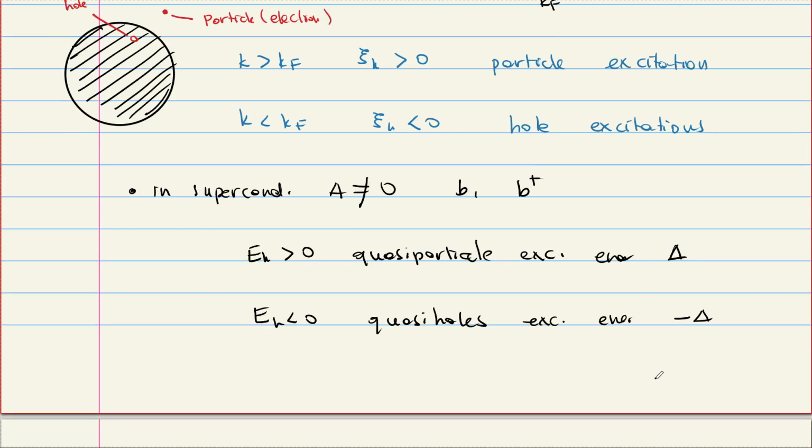And now in the metal we had a gapless state. In the superconductor we have a gap. For particle-hole excitations, the gap is of order 2 delta, right? That's the minimum energy you need to pay to make any excitation in a superconductor. So this is what we call the energy gap, one of the most important quantities in a superconducting state.